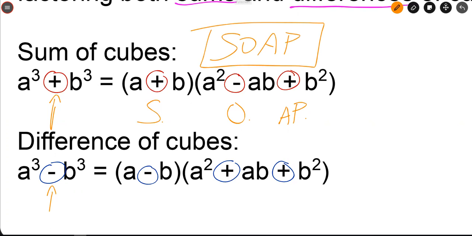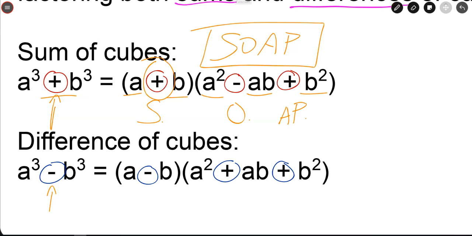Some people find this helpful for remembering it. Other people just memorize the patterns because there's only two of them. But just remember, you have the same structure. You've got A and B in the first parentheses with the same sign between them as the original sign. And then you've got A squared, AB, and B squared. And the signs between those terms are going to be opposite for the first one of the two and always positive for the second of the two.